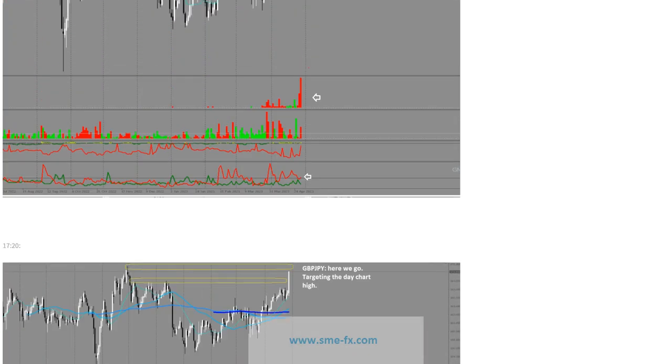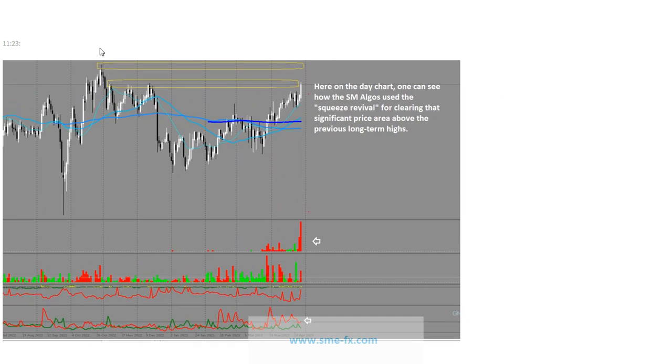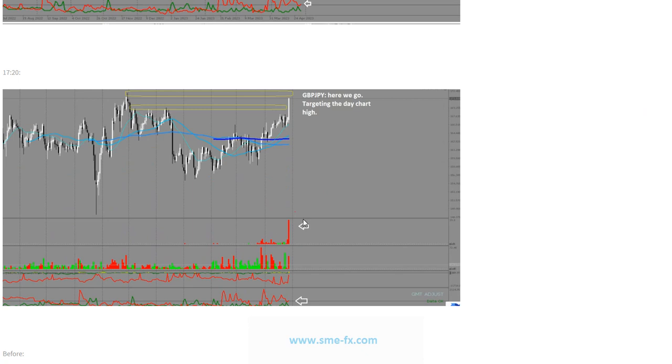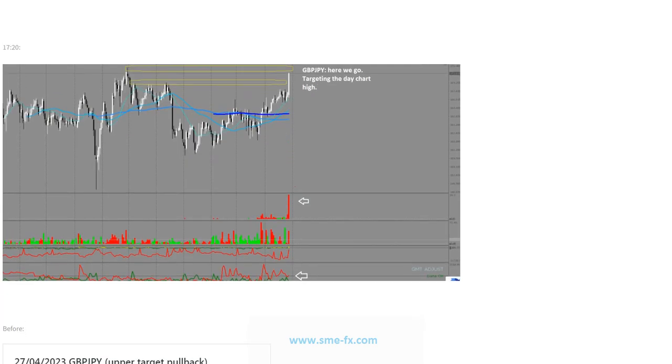And guess what? Look, they also went for the second area, you see? The high there, because shorties kept on selling. Okay, here we go, targeting the day chart high. So well done if you caught the long trade.